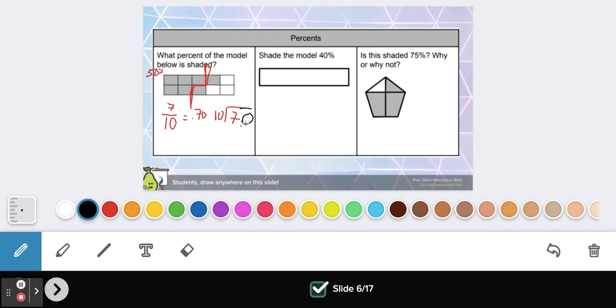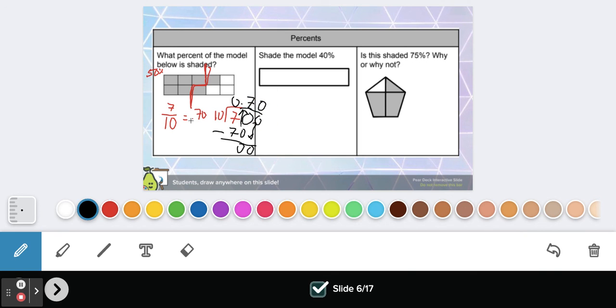How many times can 10 go into 7? 0. I bring up my decimal. 10 can go into 77 times. I can continue my subtraction by adding a 0 and bringing that 0 down. So 10 can go into 0 times, and see how I have 0.7.